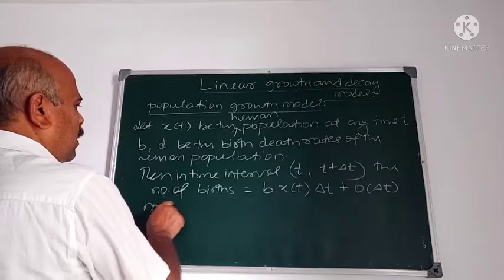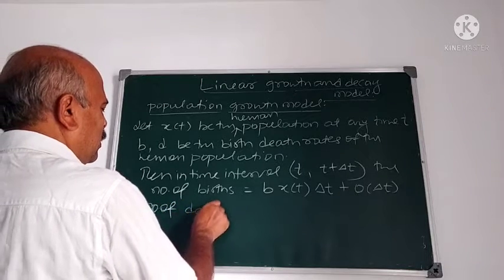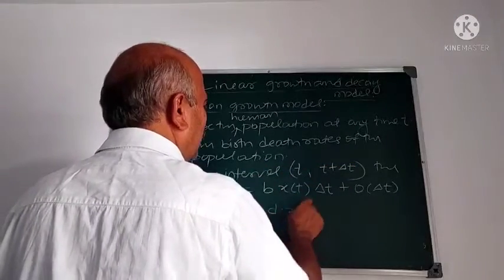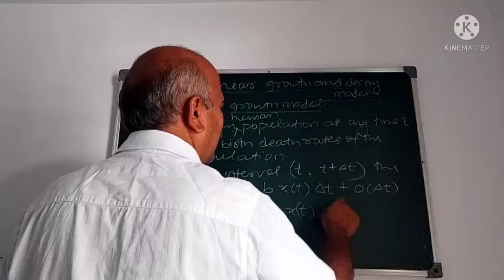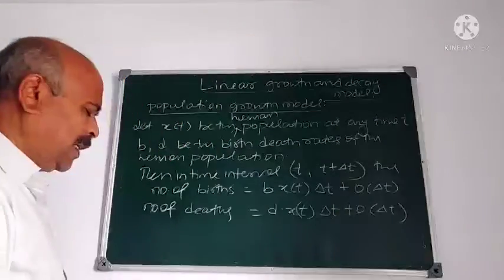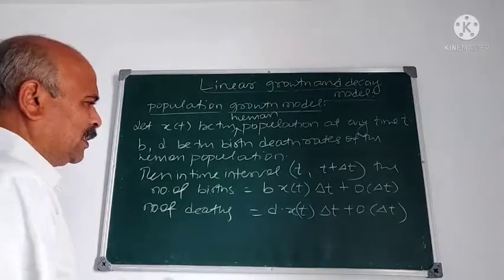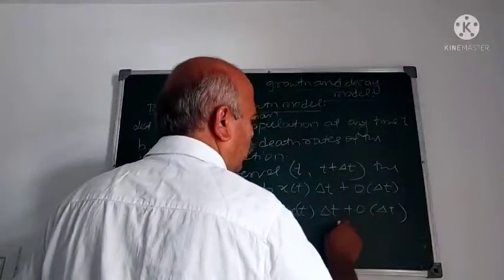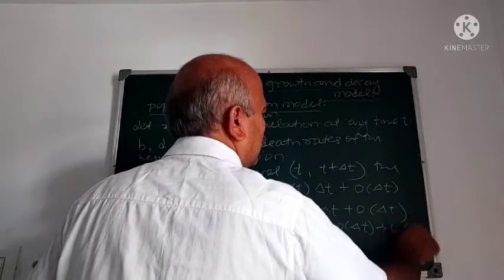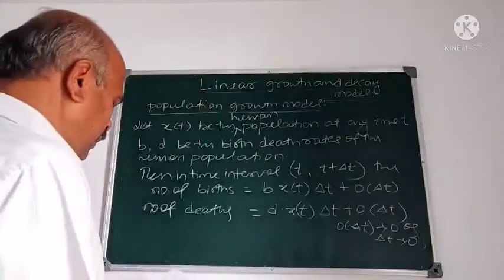Similarly, the number of deaths in the time interval t to t plus delta t is d x(t) delta t plus o(delta t). This o(delta t) tends to 0 as delta t tends to 0. It is infinitesimal.